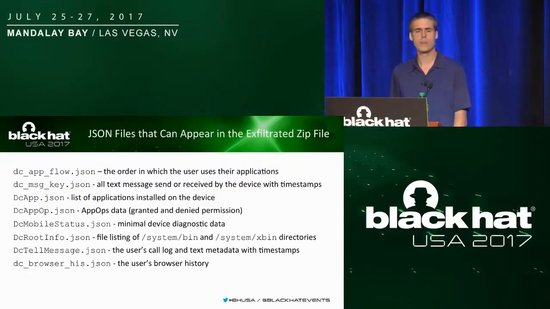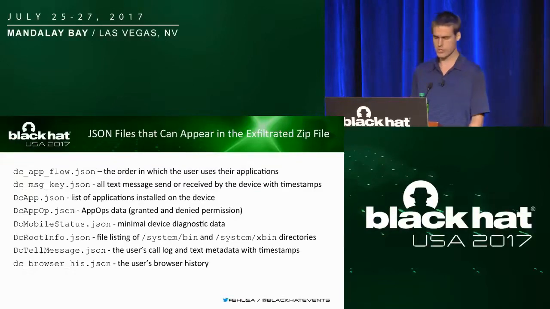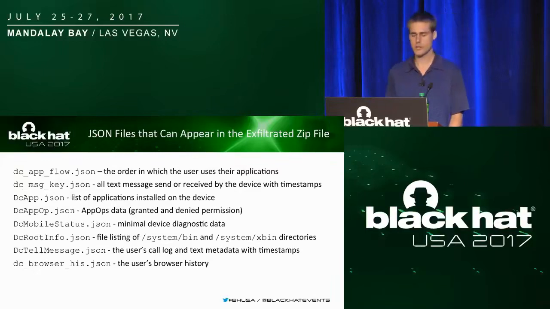Here in the zip file are some of the JSON files that can be present. Not all of these will be present. It just depends on the version of ADUPS software that you're running. Some of the most concerning are DC message key, which are the user's text messages with timestamps. DC mobile status can contain the cell tower ID. There's also DC tel message, which is going to be your call log and contain text message metadata. There's also DC browser history, which we discovered after November 2016 when it became public, which is just your browsing history.